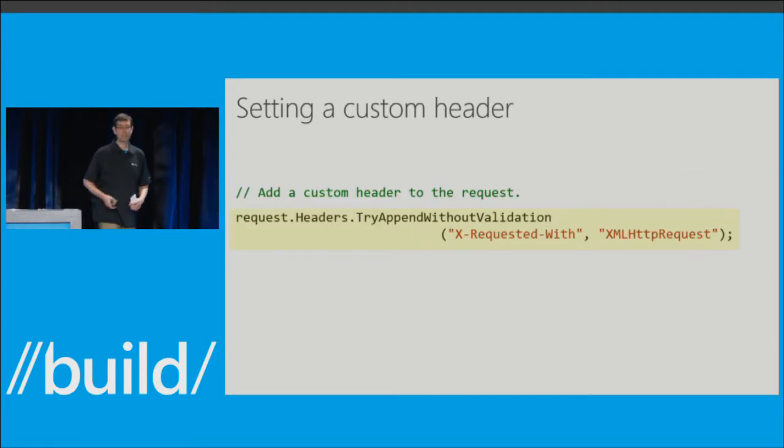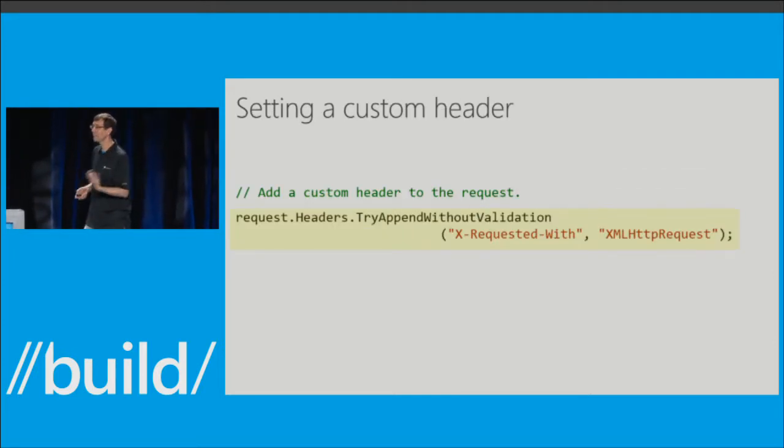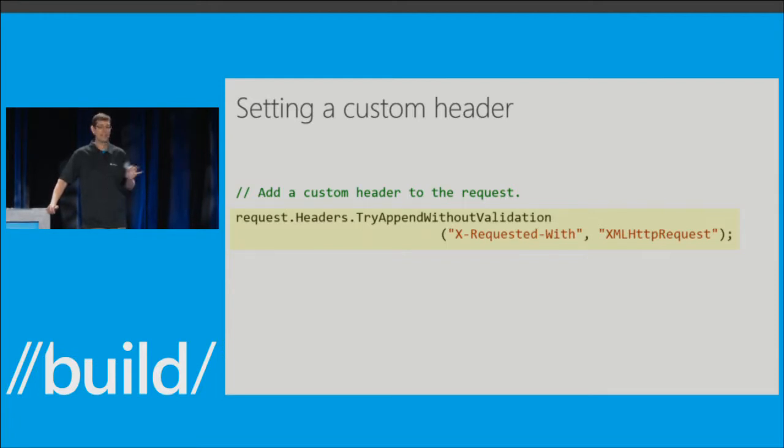We can also handle custom headers. In this case, I've got a server. The server is demanding that when I make my AJAX calls, when I make my web calls out, it says, hey, you got to set this X-Requested-With value. You got to set this X-Requested-With because I'm going to return different data depending on what you say on it. And so you got to set it in order to match what your server needs. We can handle any kind of header. You just add it with this TryAppendWithoutValidation.